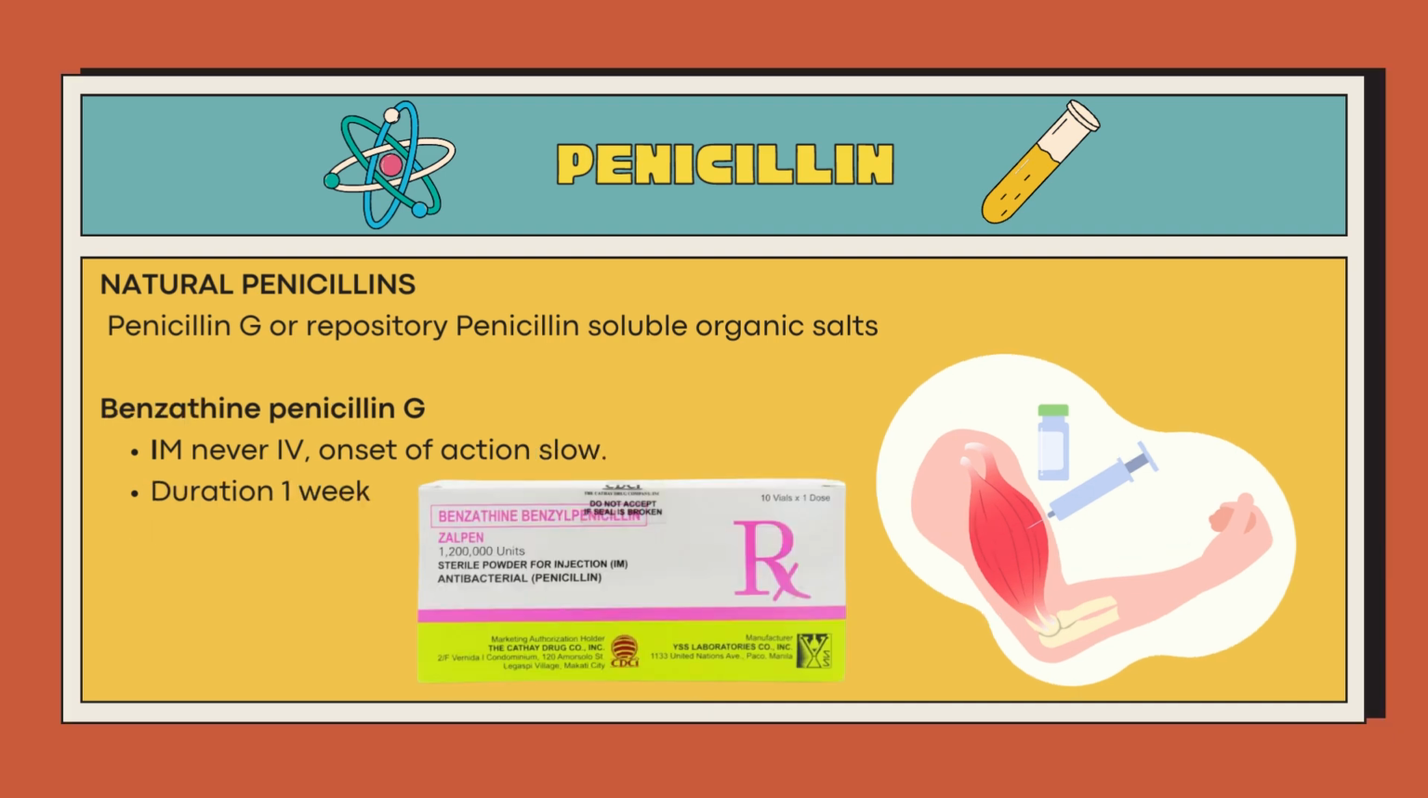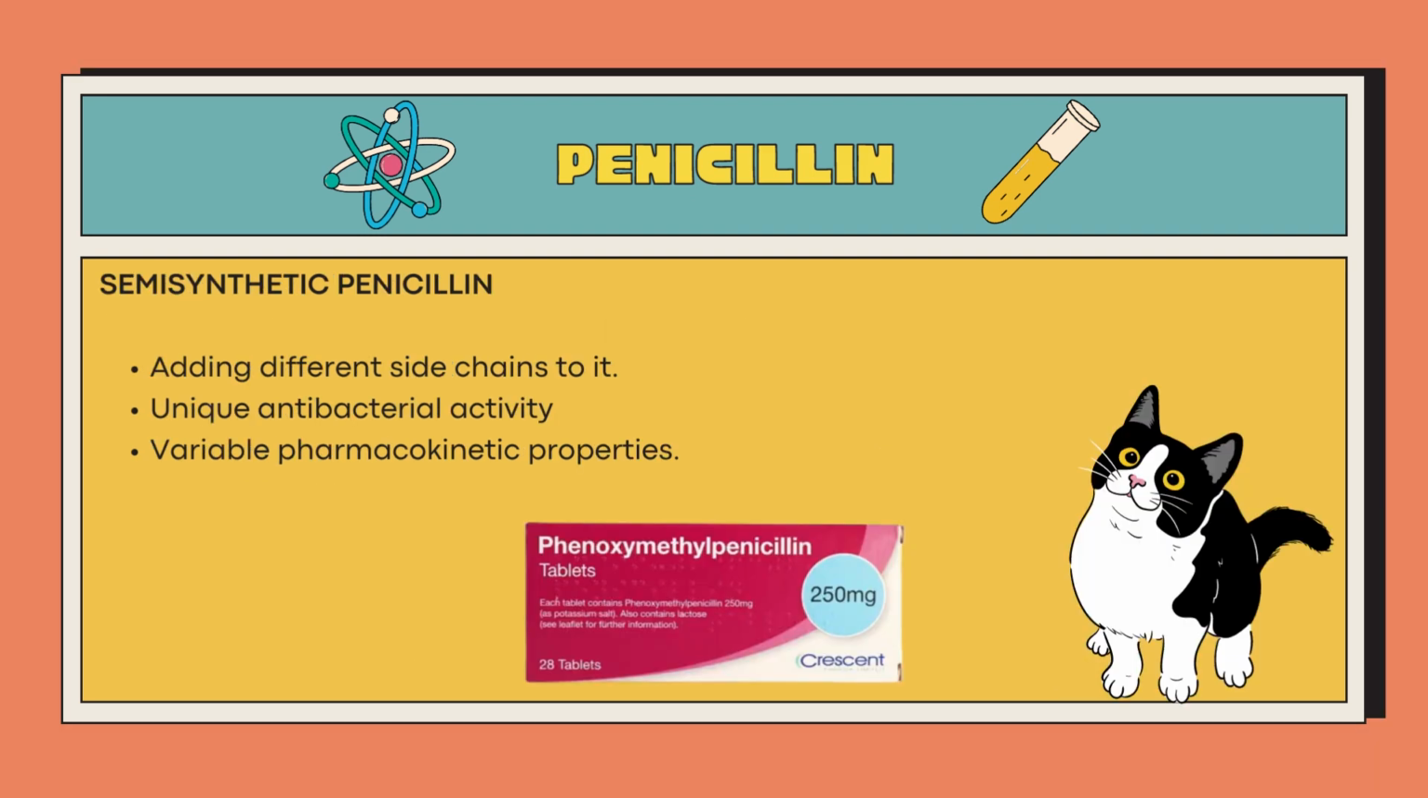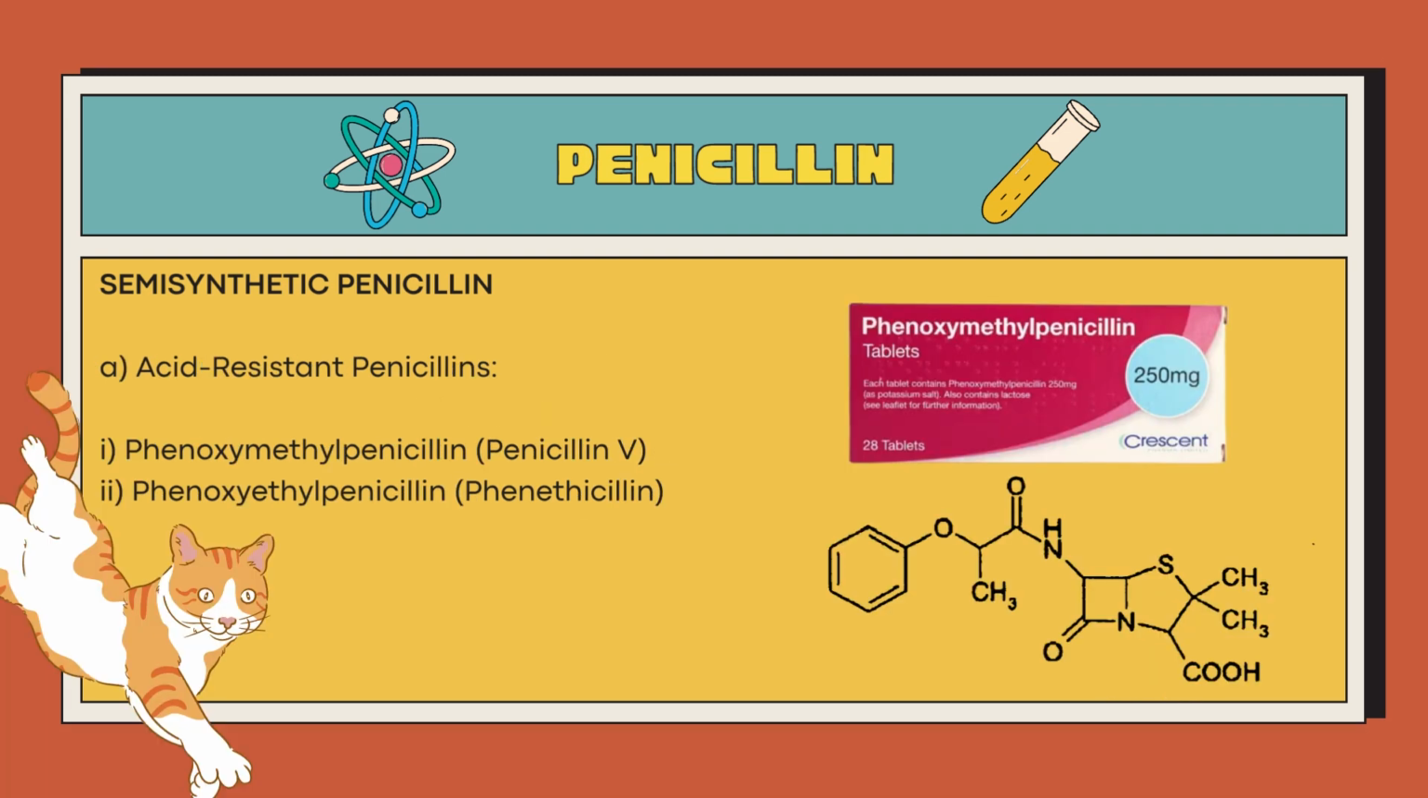Next we have the benzathine penicillin G. It is administered intramuscularly and never intravenously, and the onset of action is slow. The duration of this drug is 1 week. While the semi-synthetic penicillins have been developed by adding different side chains to it with unique antibacterial activity and variable pharmacokinetic properties. First, for our semi-synthetic penicillins are the acid-resistant penicillins. First, we have the phenoxymethylpenicillin or the penicillin V. Second, we have the phenoxyethylpenicillin or the phenethicillin.